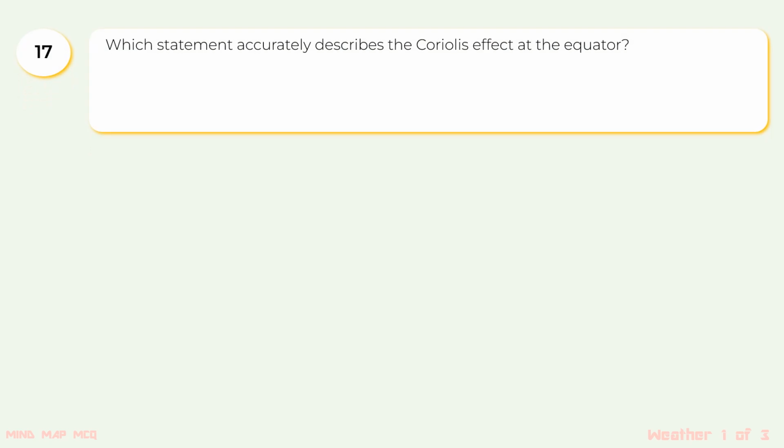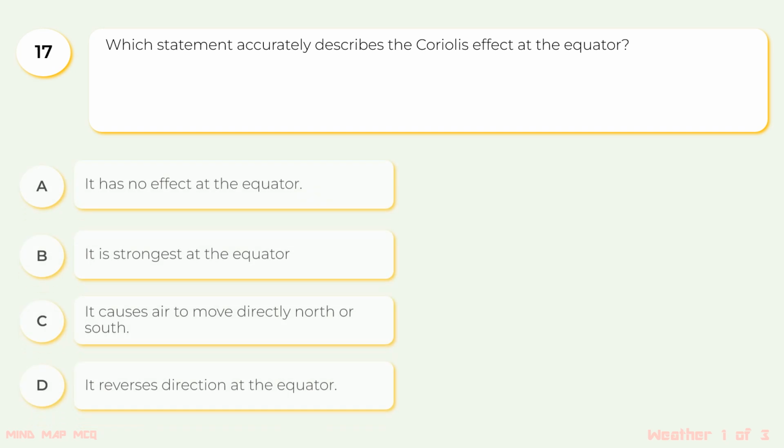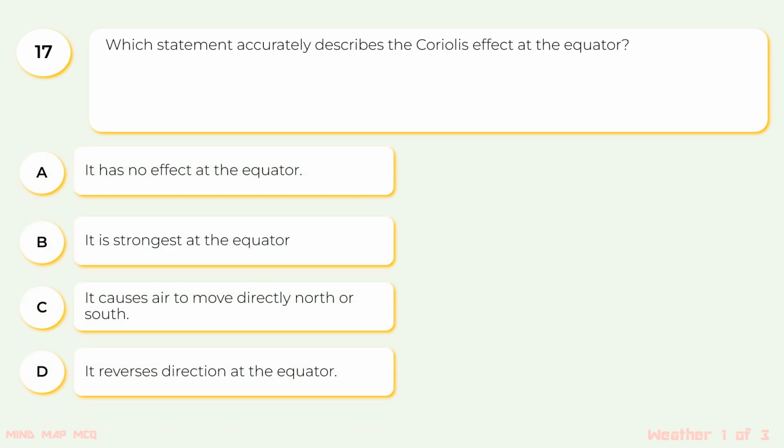17. Which statement accurately describes the Coriolis effect at the equator? The options are A. It has no effect at the equator, B. It is the strongest at the equator, C. It causes air to move directly north or south, D. It reverses direction at the equator.